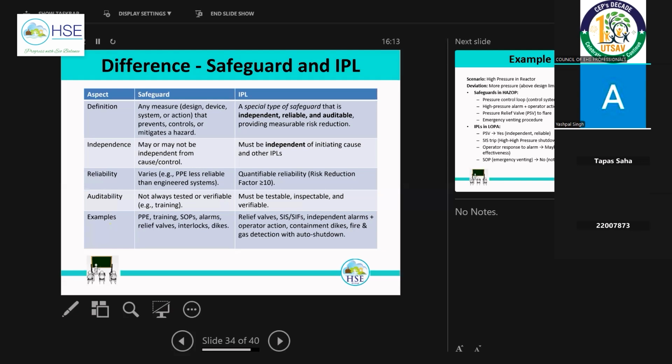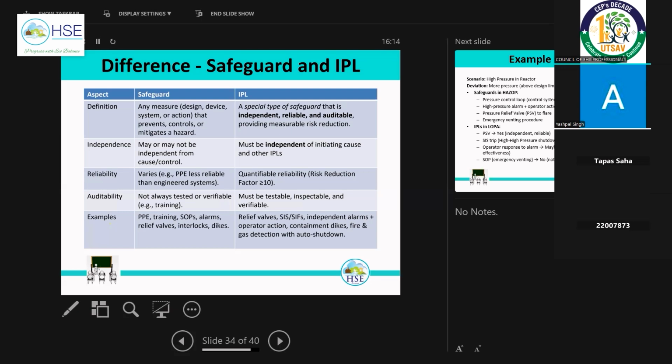Independence: a safeguard may or may not be independent from the cause and control, right? Control means your control system. In case of IPL, it must be independent of the initiating cause and other IPLs. So the protection layer should be independent from the initiating cause and from the other protection layers also. Reliability varies. For PP, administrative controls are less reliable than engineered systems, and training is less reliable. In case of IPL, there is quantifiable reliability; the risk reduction factor method should be used, and that should be the standard one available from the reference standard.